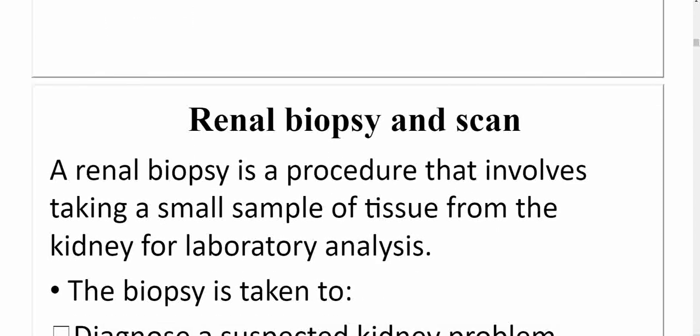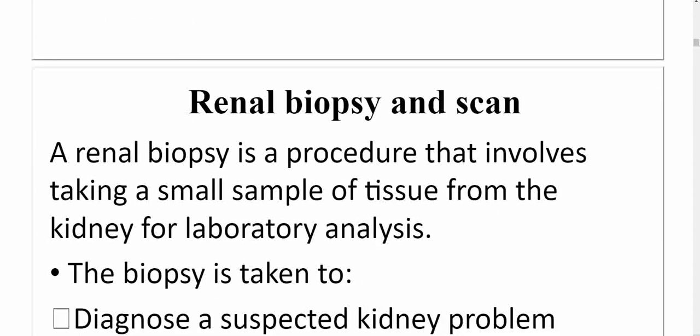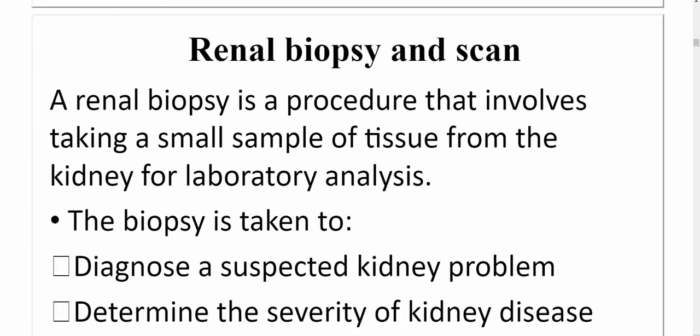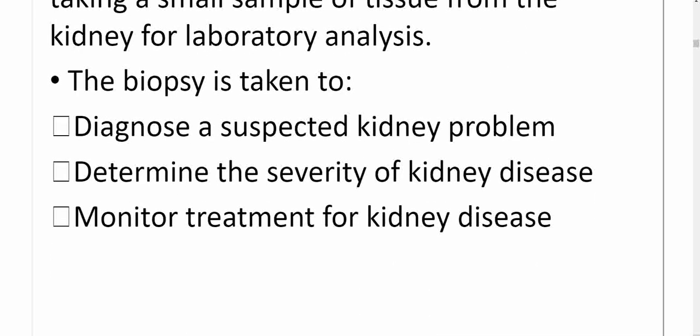So in renal biopsy, a renal biopsy is just a procedure that involves taking a small sample of tissue. Biopsy means you take a live tissue from any part of the body. So it takes a small sample of the tissue from the kidney for laboratory analysis. The biopsy is taken to, one, diagnose a suspected kidney problem. Any part where you cut a little, you take it to the lab. You can use the microscope to evaluate.